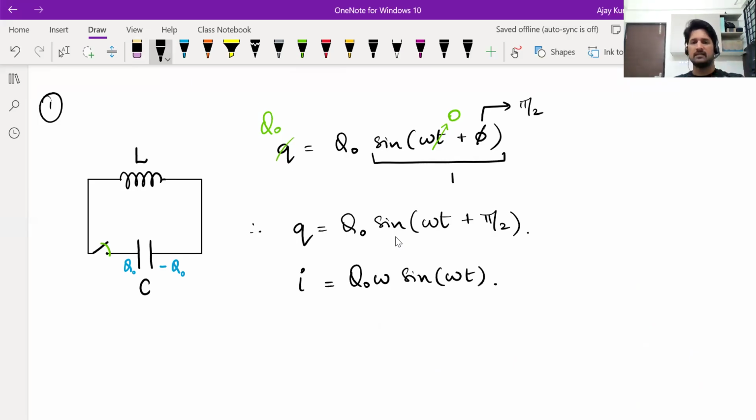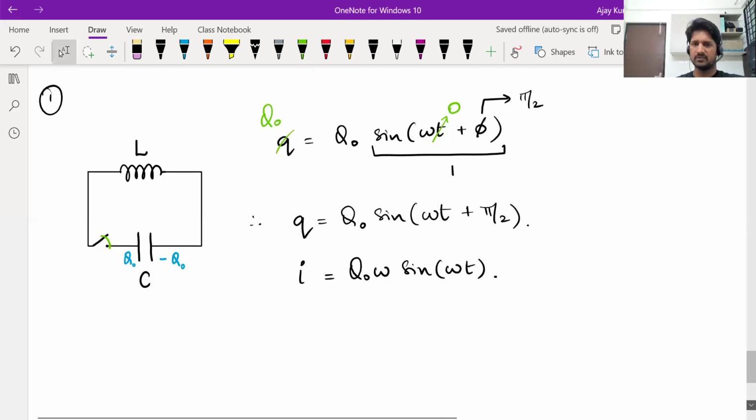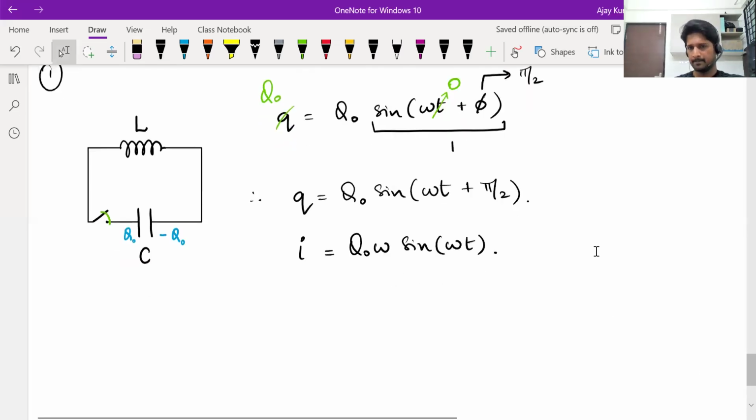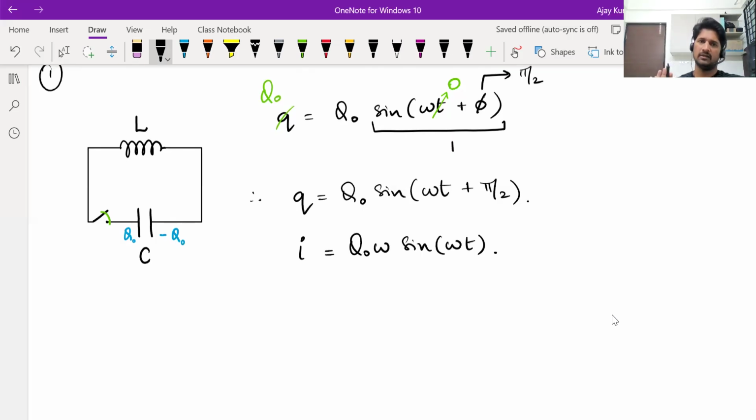So these are the charge and current equations in terms of time. If you substitute t as 0, charge will be q naught, current will be 0. Maximum charge, 0 current. And you can find out charge and current at any time using these equations.